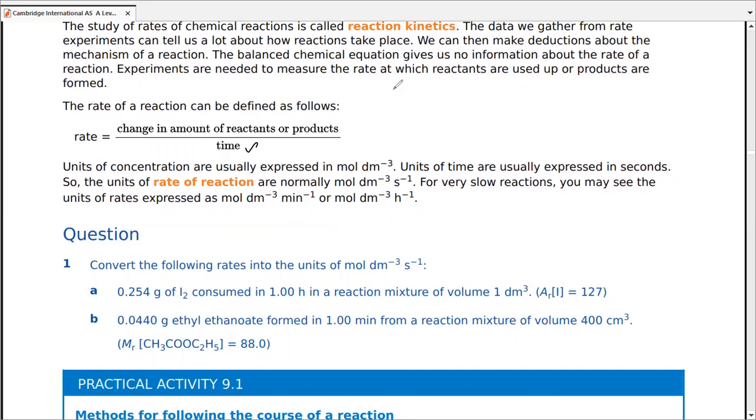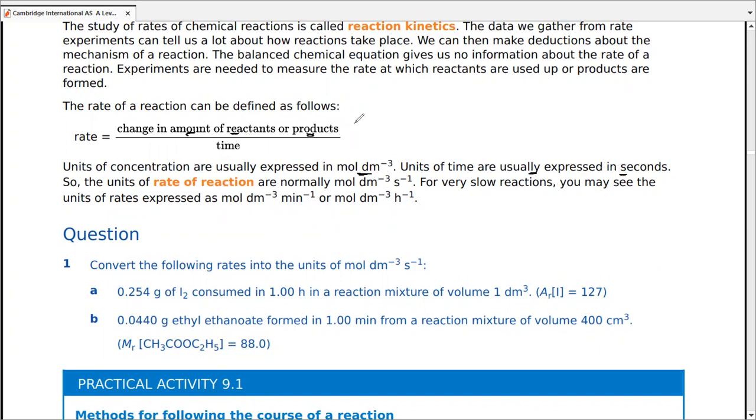So that means rate is the change in amount of reactants as they are consumed, so they decrease, or the change in amount of products since they're made, their concentration definitely increases over time. Now, units of concentration are expressed as mole per decimeter cube. Units of time are usually expressed in seconds.